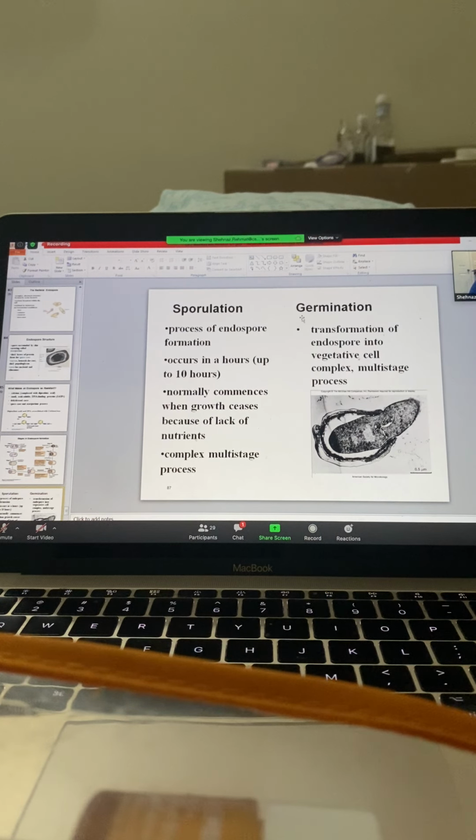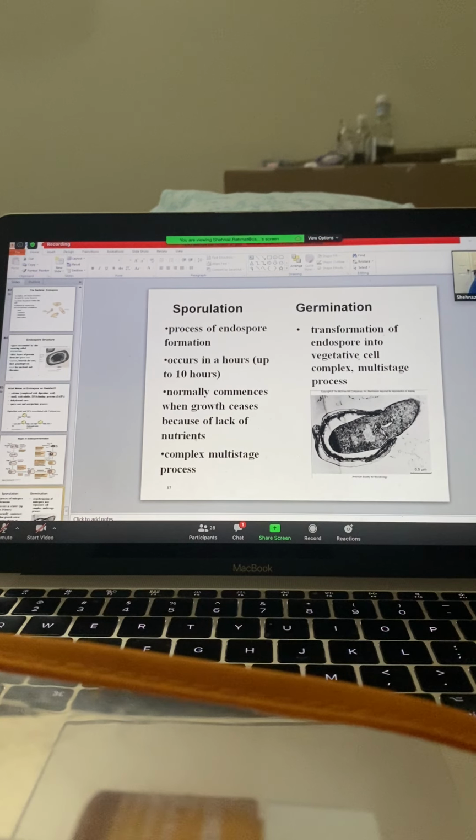So, sporulation versus germination. Sporulation is the process where the endospore is formed, which I just showed you in the pictures. Germination is the process where the vegetative cell has to come out of the spore, which will now be capable of dividing. As such, the sporulation process normally occurs in hours. Up to 10 hours it will take before the spore is completely formed. So when the cells get the signal that there is not enough nutrition, they start to go into the sporulation stage, okay? Lack of nutrients is the only trigger. And it is the multi-stage process we just saw.